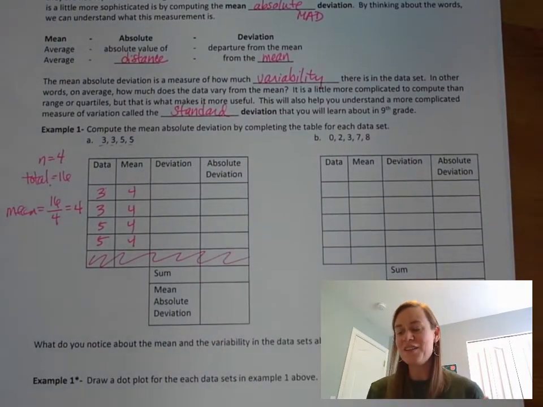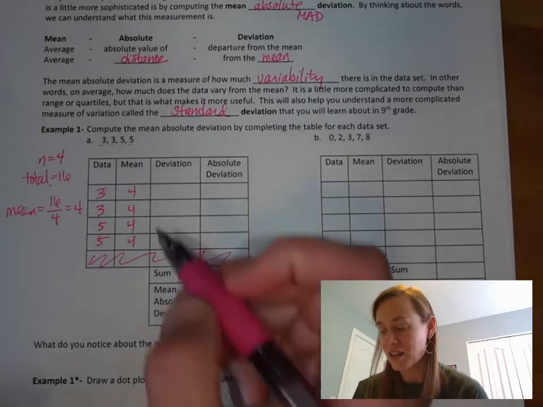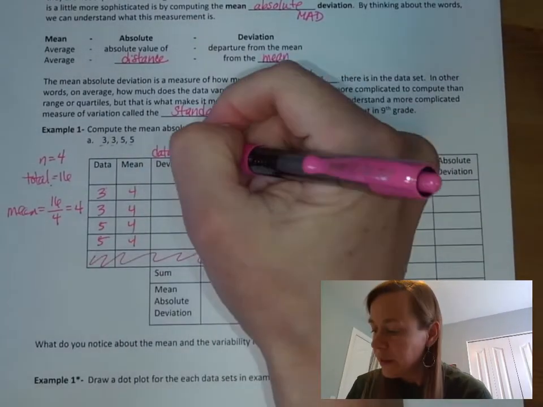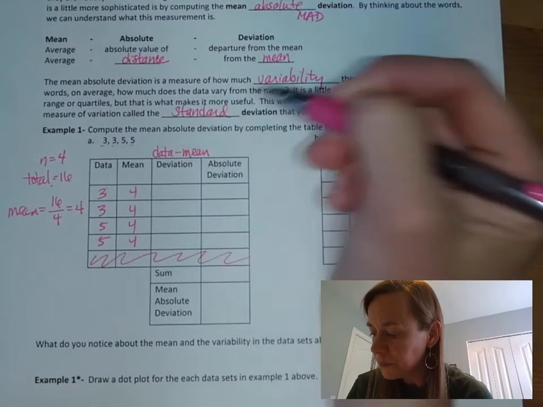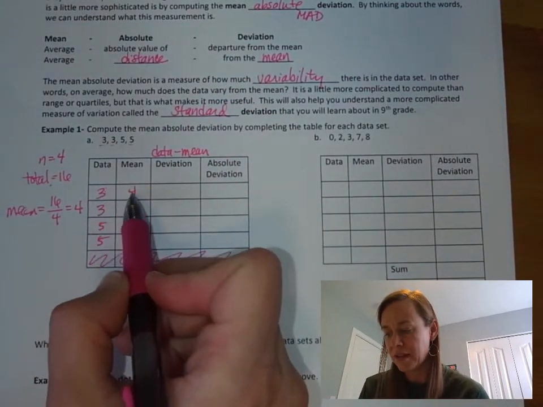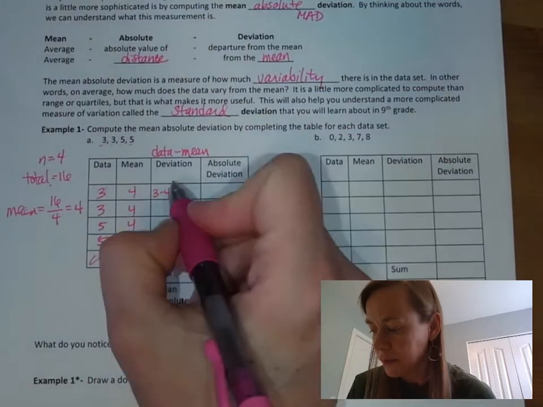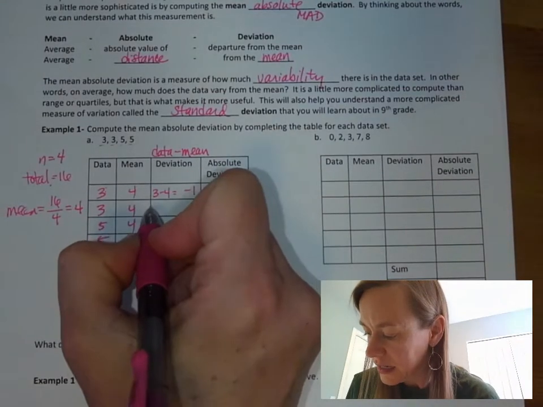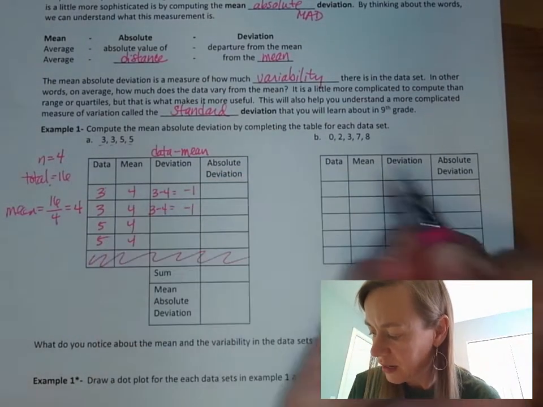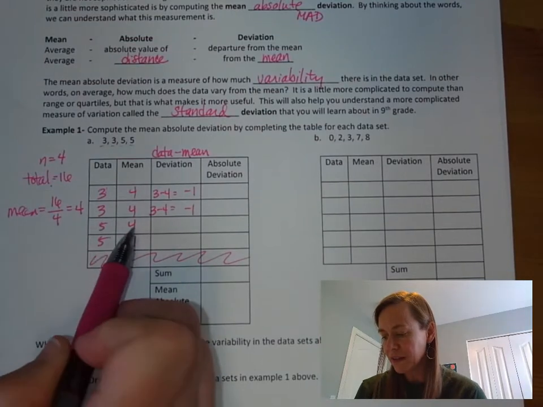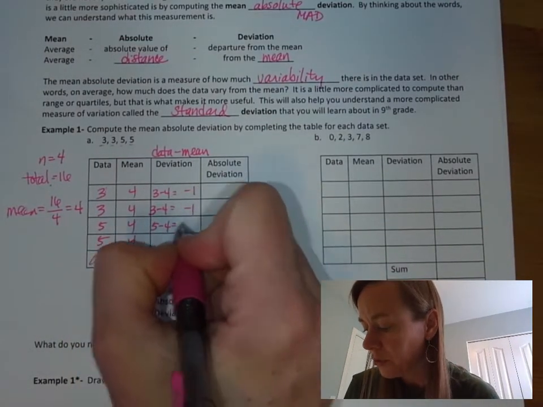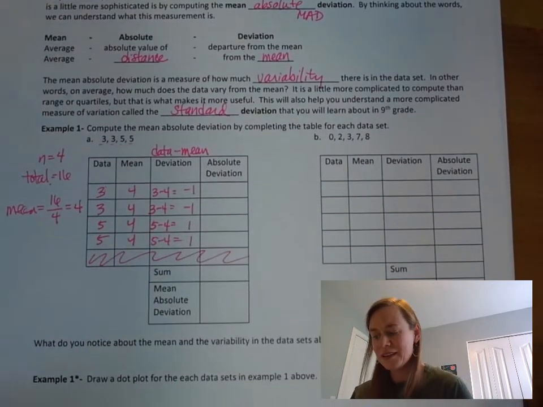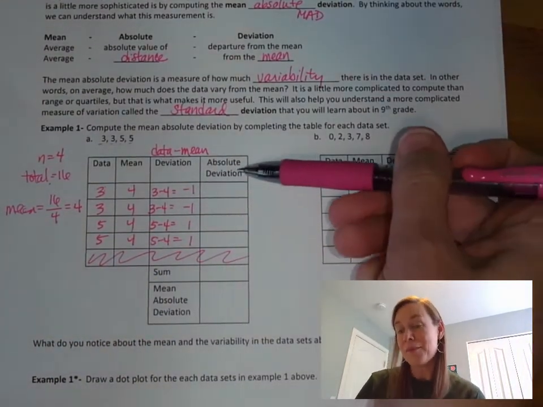Okay, now let's figure out our deviation. To figure out our deviation, here's what we're going to do. We're going to do data, in other words, whatever's in this box, and from that we're going to subtract the mean. So we're going to go 3 minus 4 here. What does that equal? That's going to be -1. All right, same thing here. Looks like it's actually the same numbers. 3 minus 4 is still -1. What about over here? We'll do 5 minus 4, which is going to equal 1, and then 5 minus 4 again still equals 1.